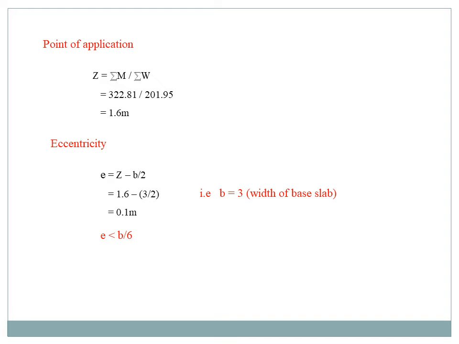So we have one condition: E should be less than B by 6. So now we can find B by 6. B is equal to 3 meter. So 3 by 6 is equal to 0.5 meter. So 0.5 is greater than 0.1. So this is hence safe.